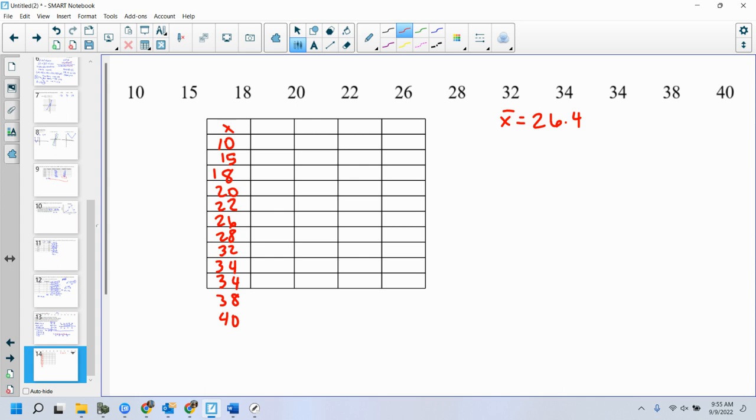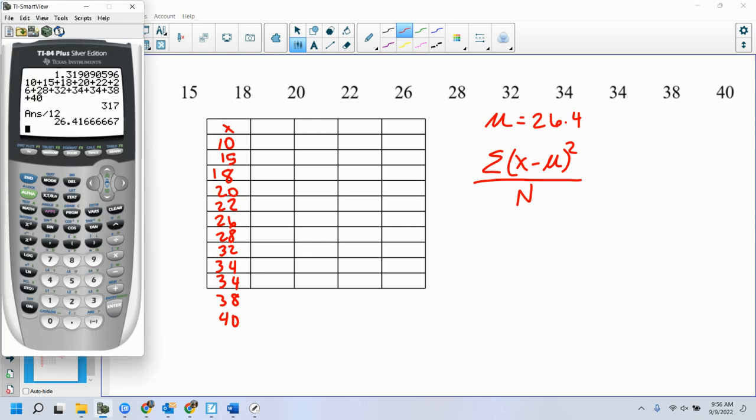Now to find the variance, I'm just going to look at the population variance: the sum of the x minus mu squared, all divided by n. This is population, so this is mu. Again, you can separate it out in the table, showing x minus mu and x minus mu squared. That's fine. I'm just going to go straight to x minus mu squared. So I've got, in parentheses, 10 minus 26.4, squared.